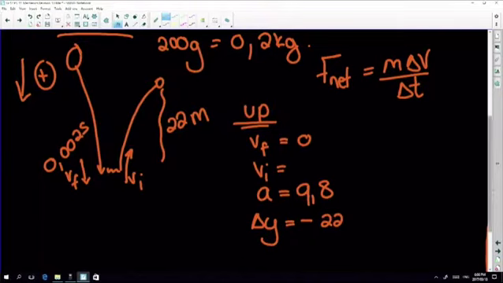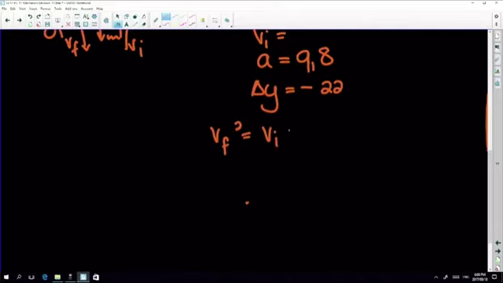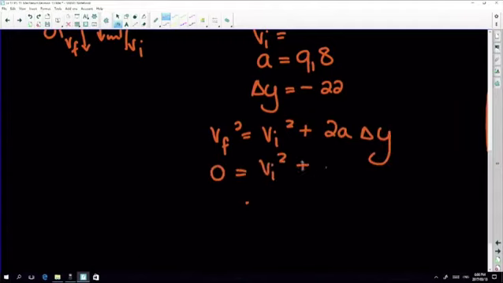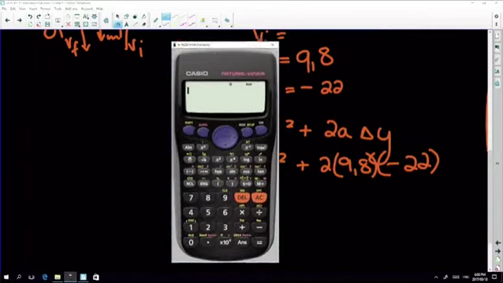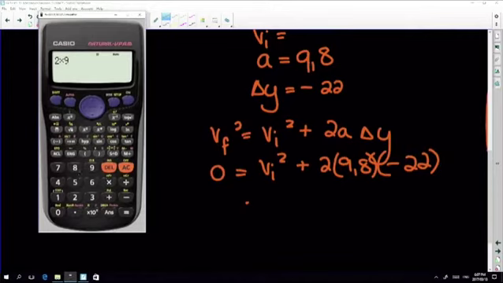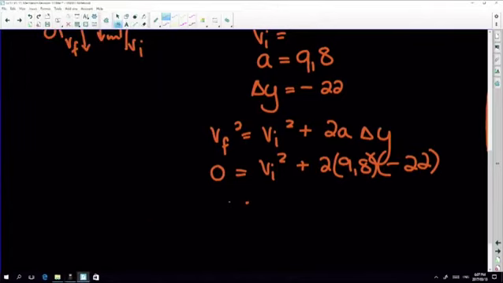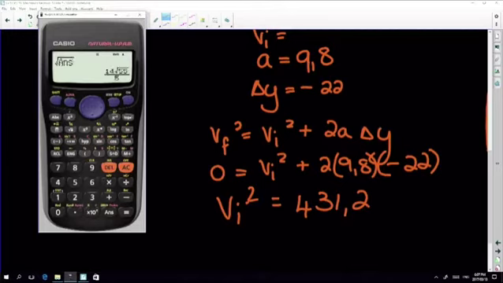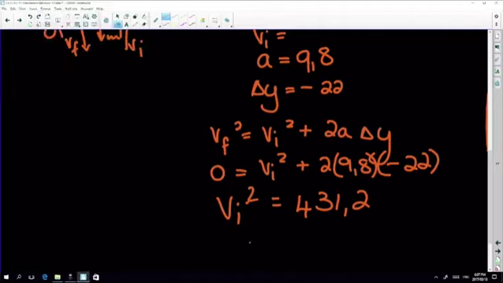The best equation for this one is VF squared equals VI squared plus 2A delta Y. VF is 0. VI is what I'm looking for. So that's 2 times 9.8 times delta Y. Now, if you didn't make delta Y negative here, we would have been in a bit of a pickle because you would have ended up trying to square root a positive number. Okay, so if we go here, because I can't do this in my head, not today. So 9.8 times 22 times 2 gives me 431.2, so VI squared equals 431.2, which I need to square root, which is 20.77.